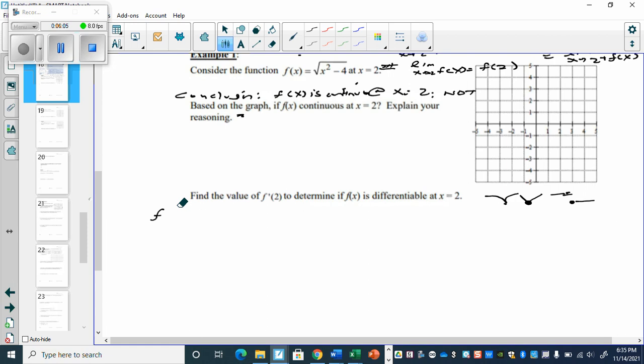But if I'm going to do this, I need to find f prime of x, the derivative, and then I find f prime of 2. If there is no answer, then it does not exist. If there is an answer, then it is differentiable. Not differentiable. So you need to find that.